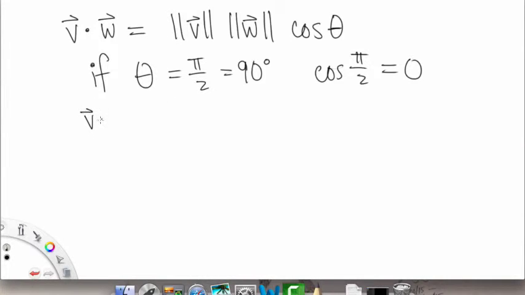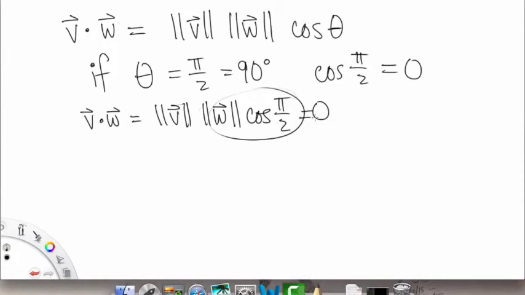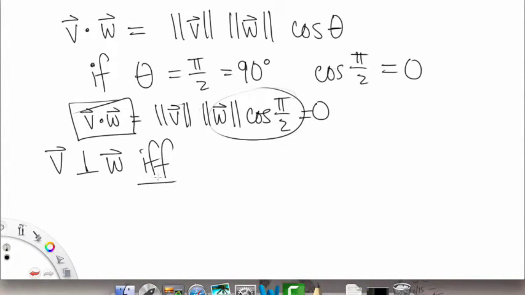So let me show you what I mean. So if we have that cosine, and our angle happens to be pi over 2, then this is going to make the right side entirely 0. So that's going to be equal to 0. So the left side is going to equal 0. So that means that the vector V is perpendicular, which means that it makes a 90-degree angle, with W, if and only if our V dot W is equal to 0. Okay, and again, this sign here means perpendicular, and you might also see the word orthogonal.